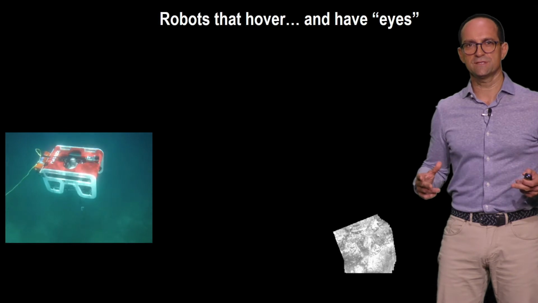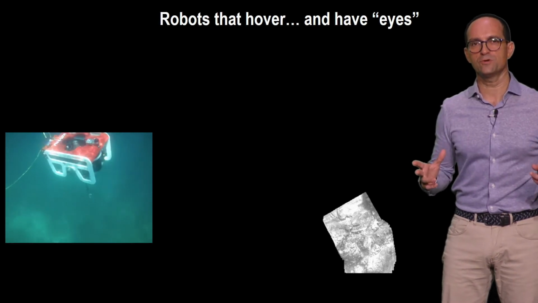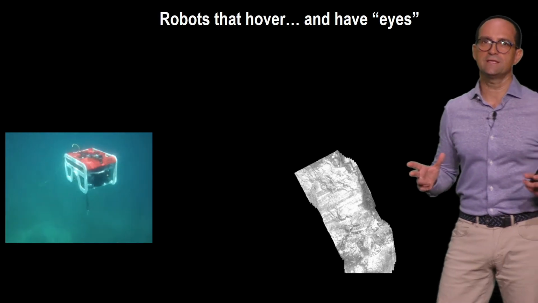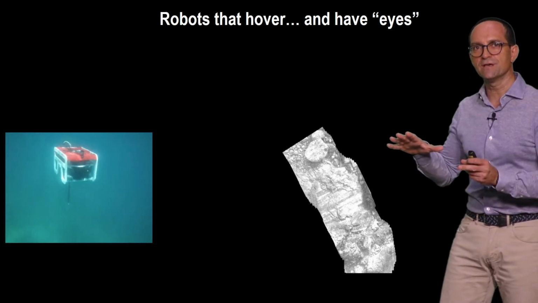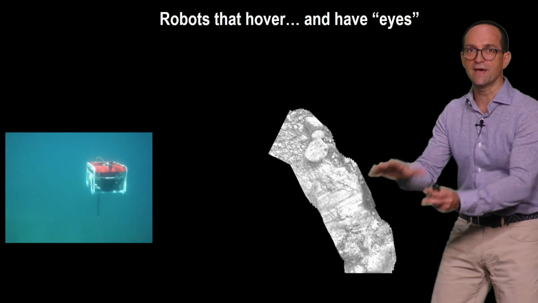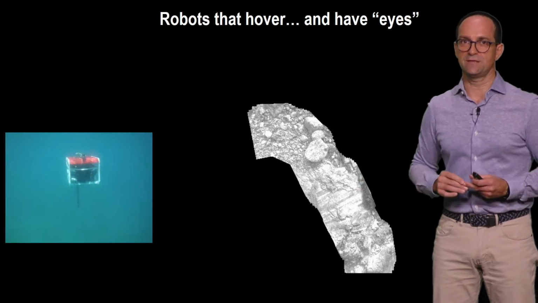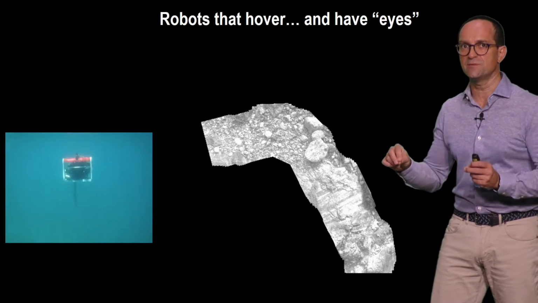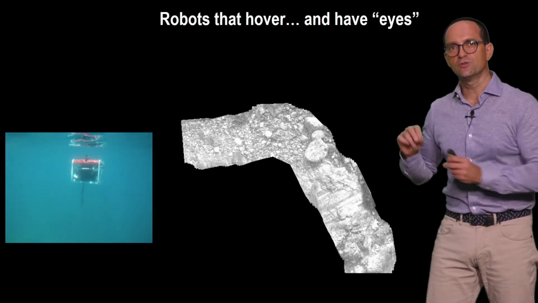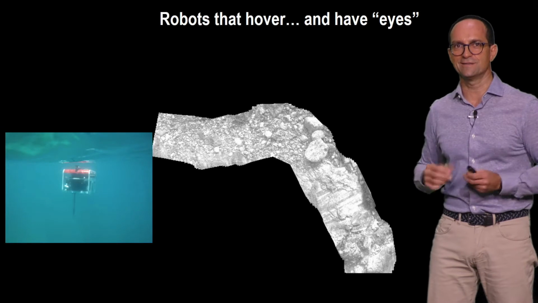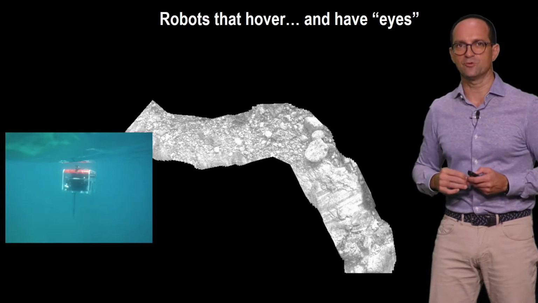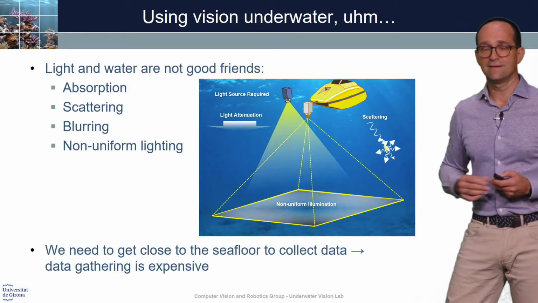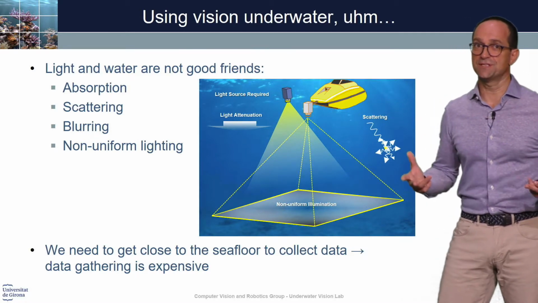The way we do it is we develop robots that are equipped with cameras, and the robots have the ability to navigate in a very controlled way and get very close to the seabed. And in this way, as they are equipped with cameras, we can collect images and then use these images to process the signal and be able to control the robot and take decisions. But using vision underwater is a challenging task.